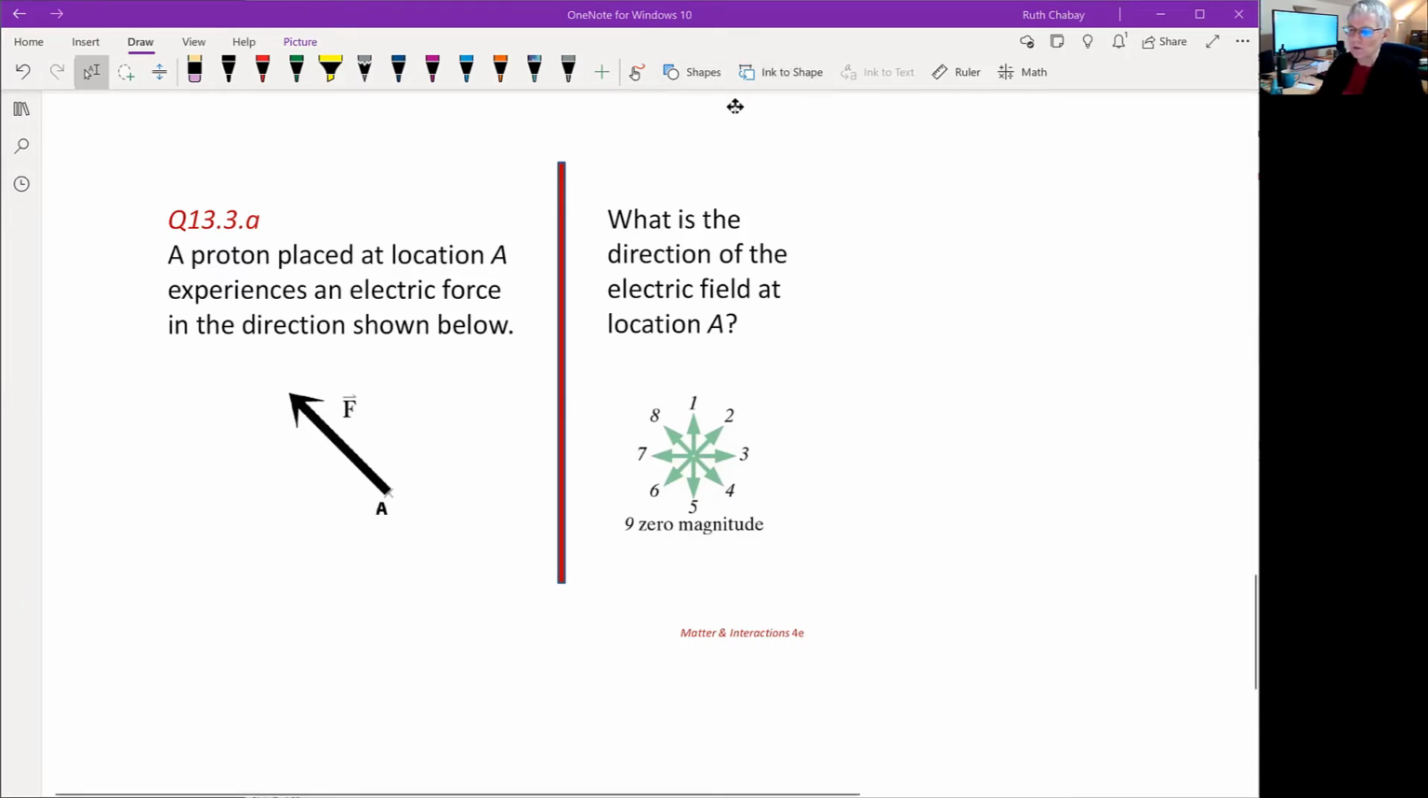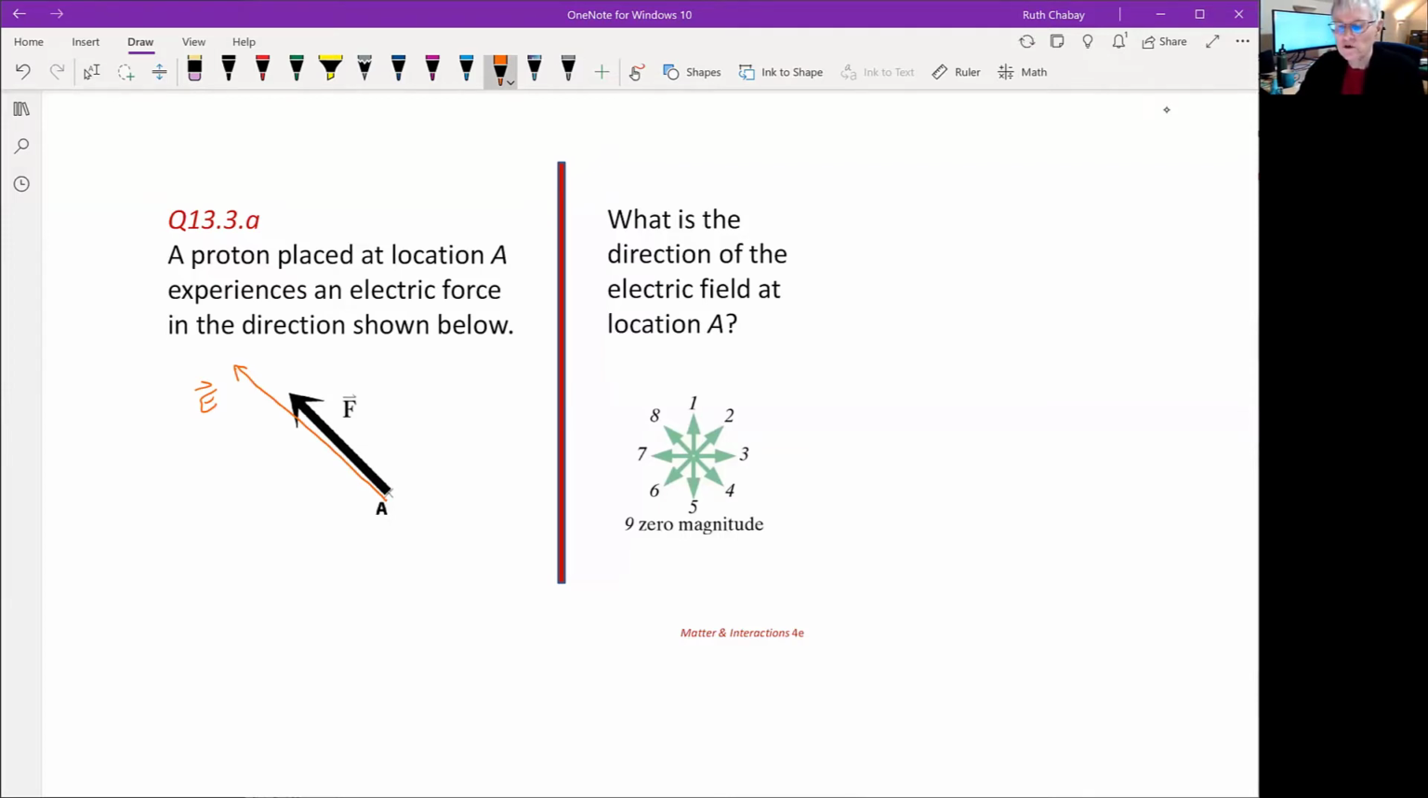So overwhelmingly, you said the direction is 8. And that's absolutely correct. The direction of the electric field is the direction in which a proton would experience a force. And since the force is in that direction, we know that at location A, where the proton is, there must be an electric field in the same direction.